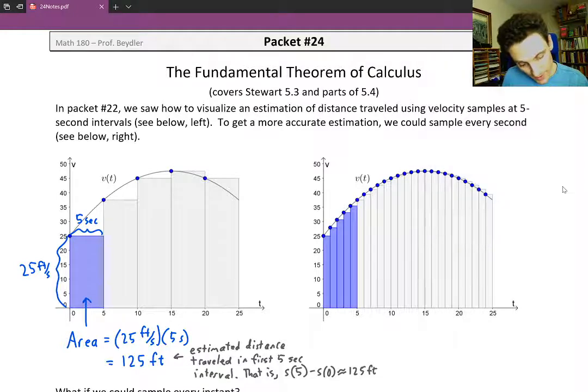And again, each one of those calculations will correspond with the area of the rectangle in the picture. So here we have 5 rectangles to add up for the first 5 seconds. And if we add up the areas of each of those rectangles, which again is computing the estimated distance traveled, then that'll give us an estimated distance traveled on the first 5 seconds. So the area would be 25 feet per second times 1 second.